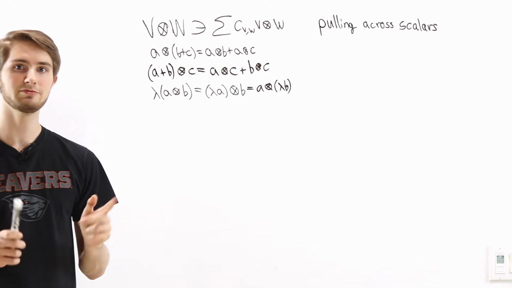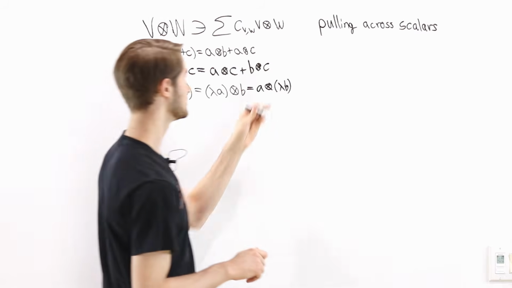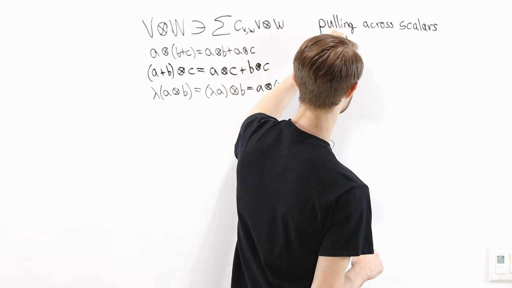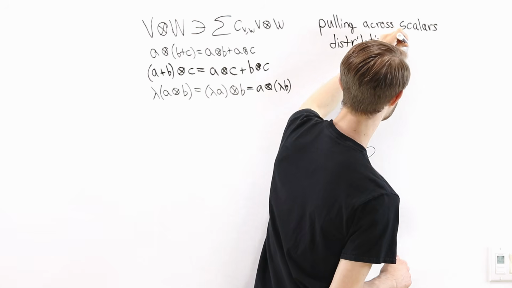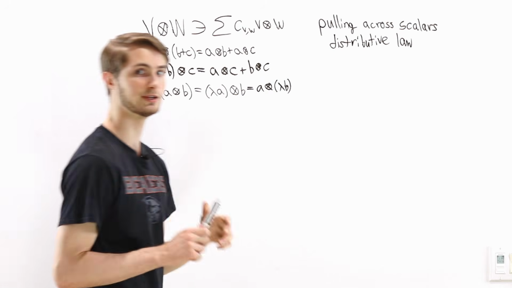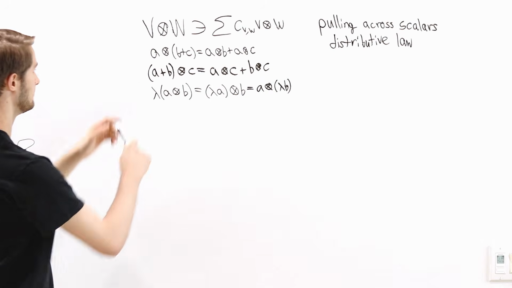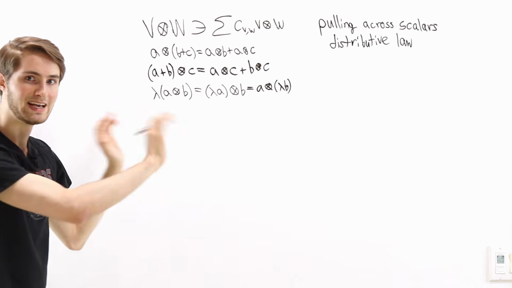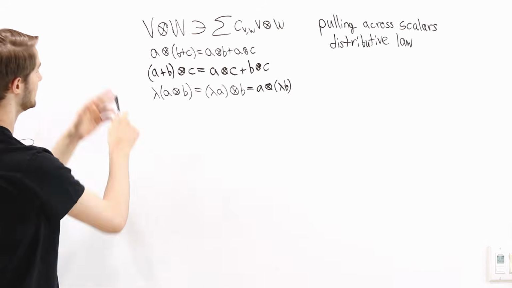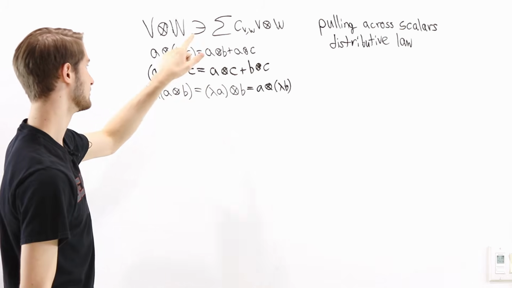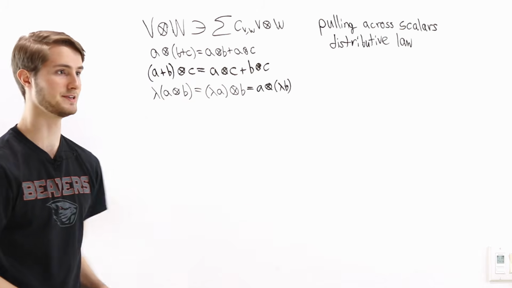So I've already kind of been hinting at that second key intuition, which is the distributive law. And the reason I'm calling it that is that it's almost exactly the same as the distributive law for multiplication. Basically, you can distribute tensors in the exact same way that you would distribute products. A tensor (b plus c) equals a tensor b plus a tensor c.